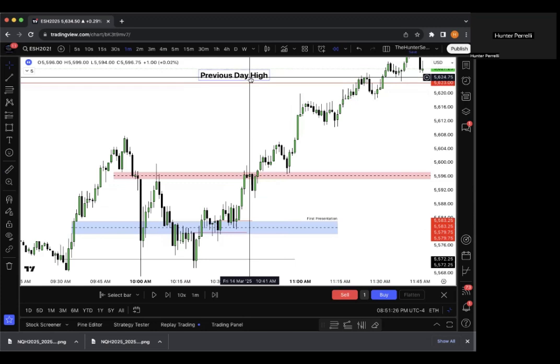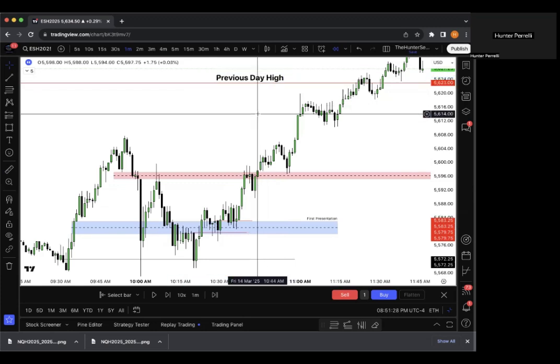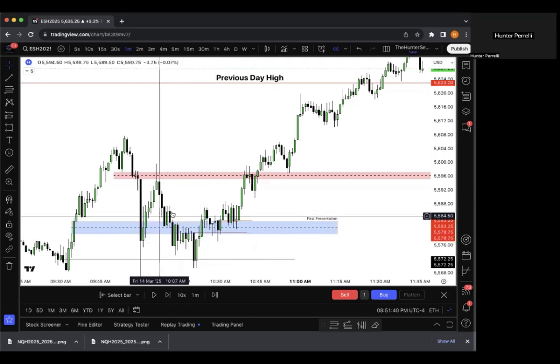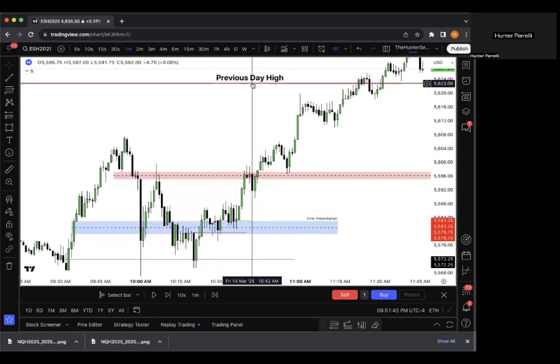This is first presentation into previous day's high or low. I want you guys to go back and look at this on your own. I want you guys to study this, and you guys could see the potential of order flow between this level using time on your side and how it creates order flow into levels like this.